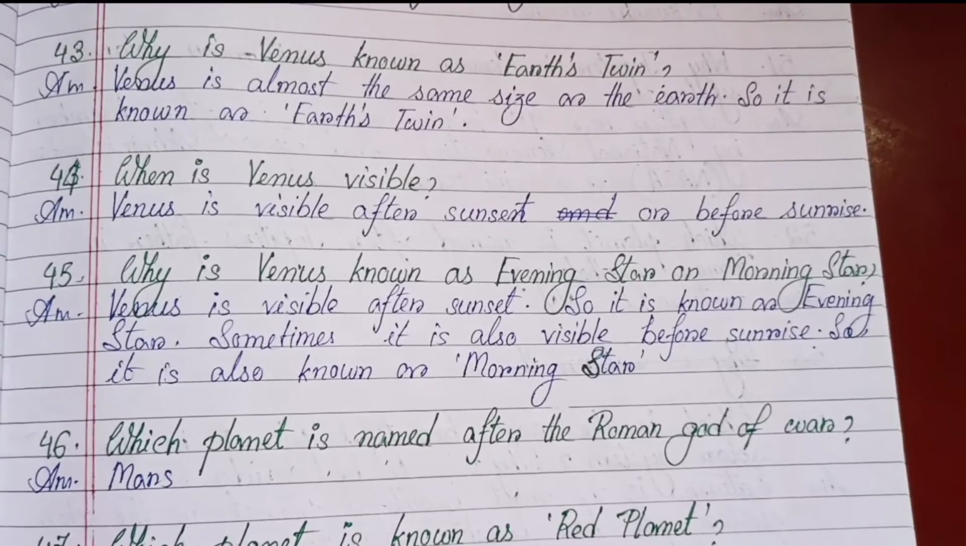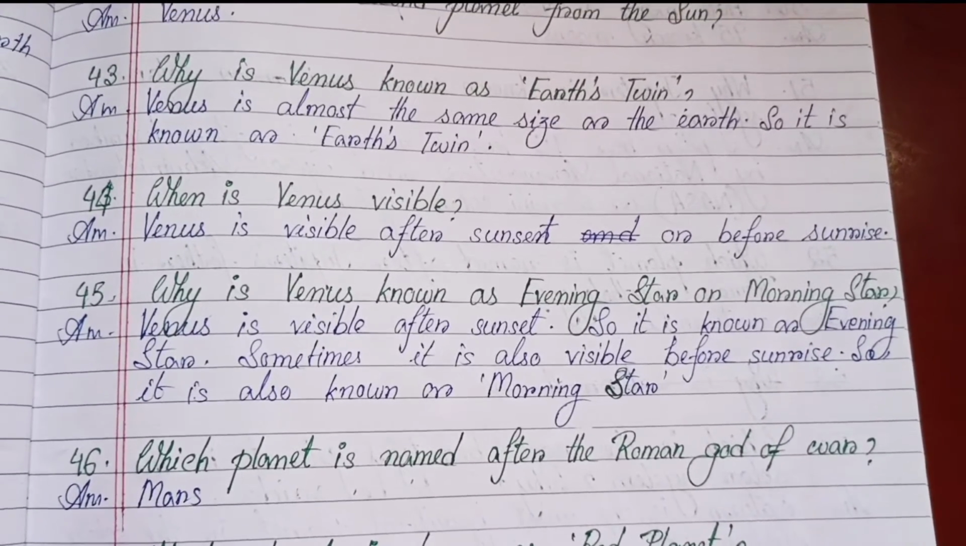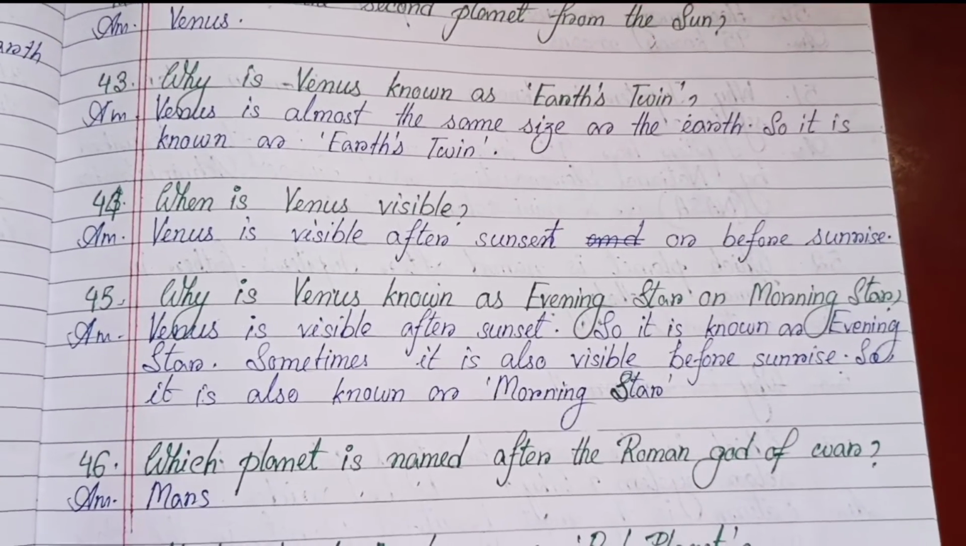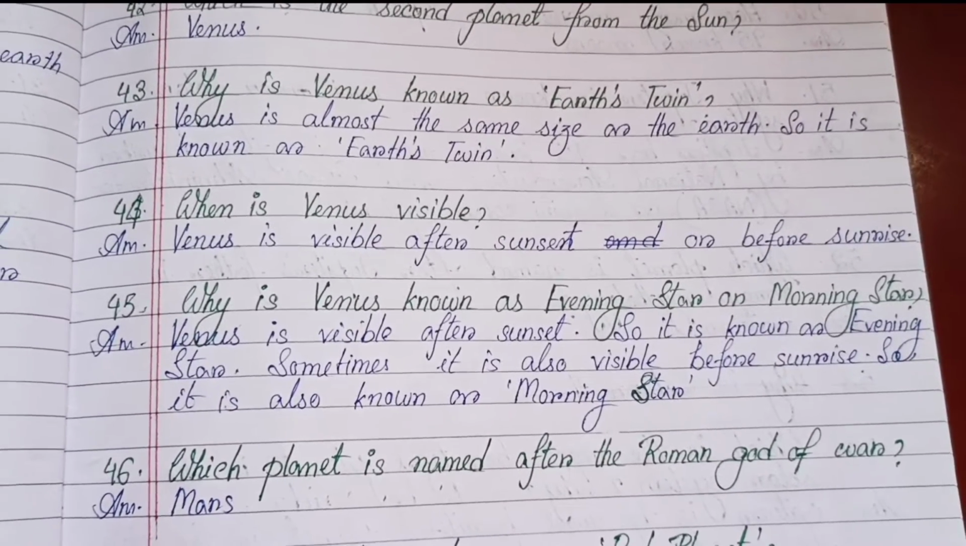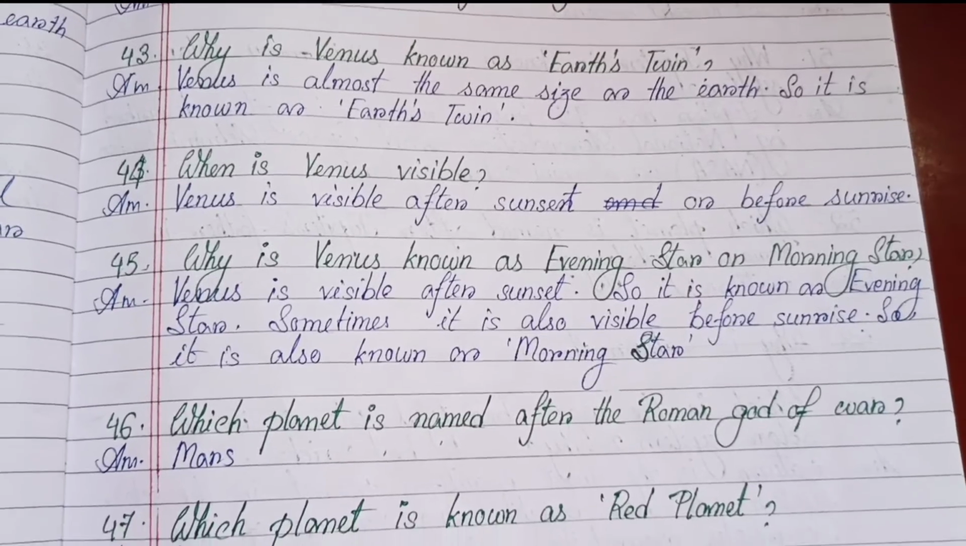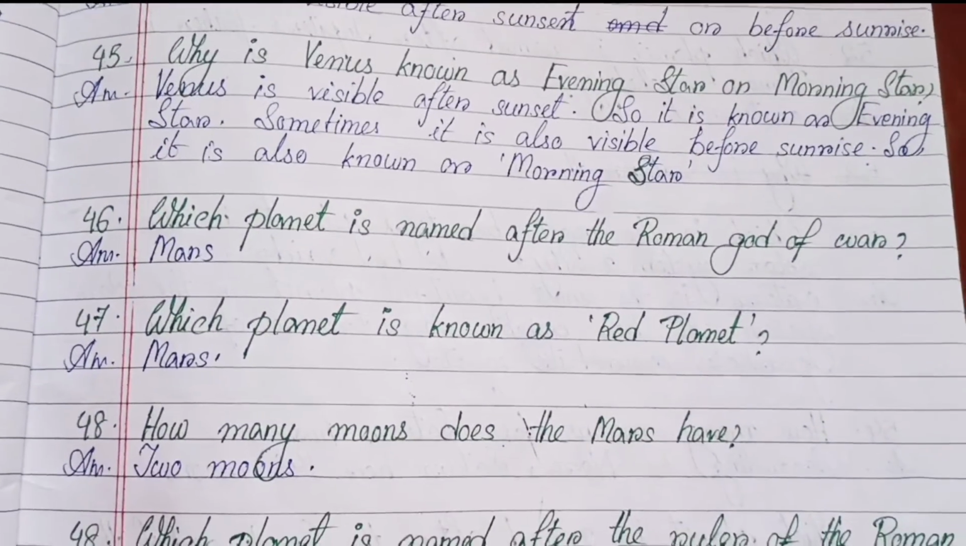Number 45, why is Venus known as the evening star or morning star? Venus is visible after sunset, so it is known as the evening star. Sometimes it is also visible before sunrise, so it is also known as the morning star.